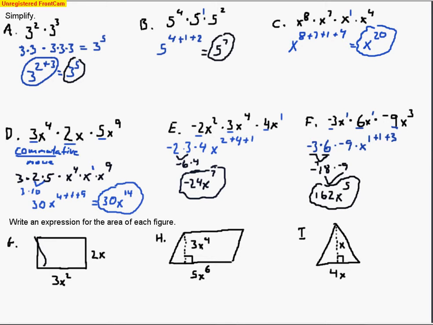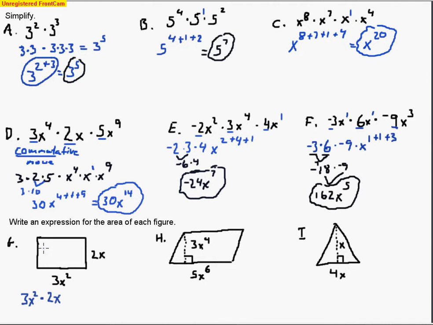And so we're going to take those two sides, the base and the height, and we're going to multiply them. So it's just going to end up being a 3x squared multiplied by 2x.